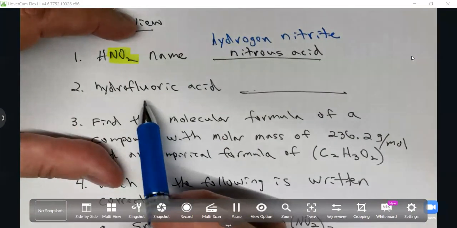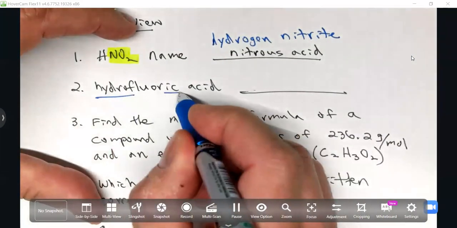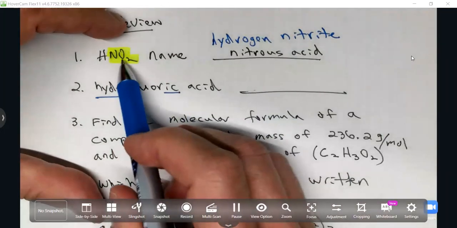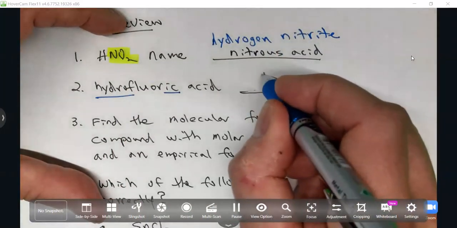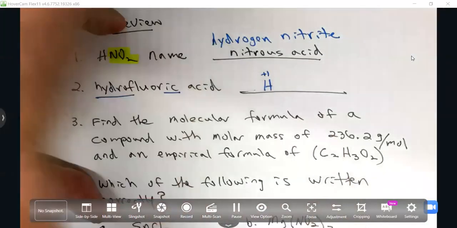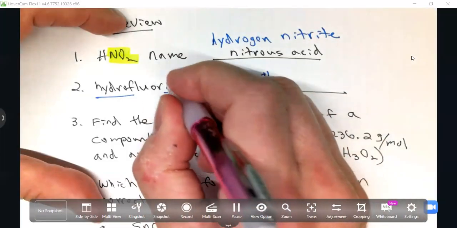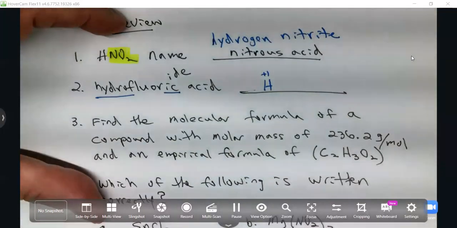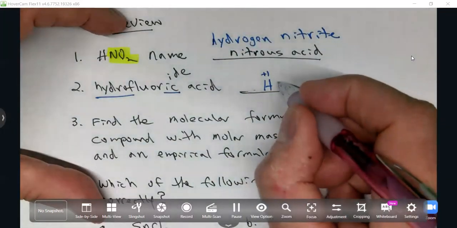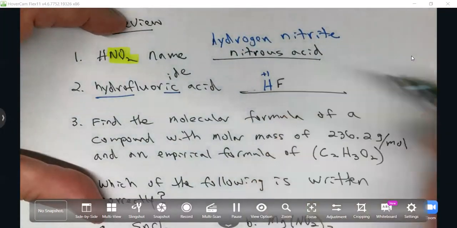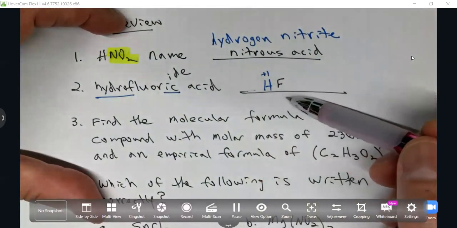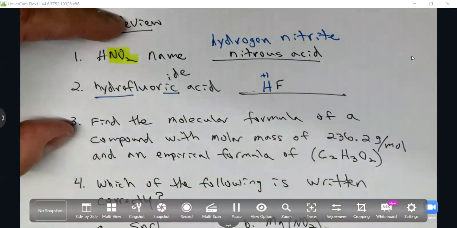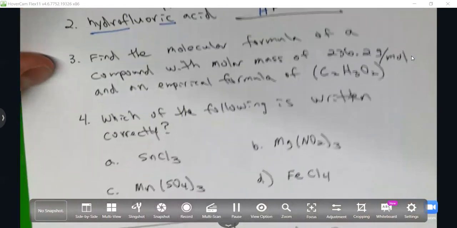Hydrofluoric acid: if it starts with hydro and ends in ic, it is not going to have oxides in it. So this is going to be H+1, and this would be the same as IBE, right? So this is going to be HF. The molecular name for OWL is going to be hydrogen fluoride. Okay, boy, I didn't leave much room for number 3.